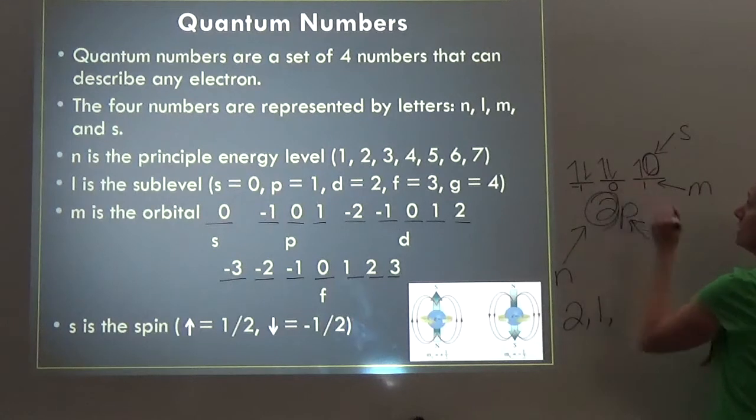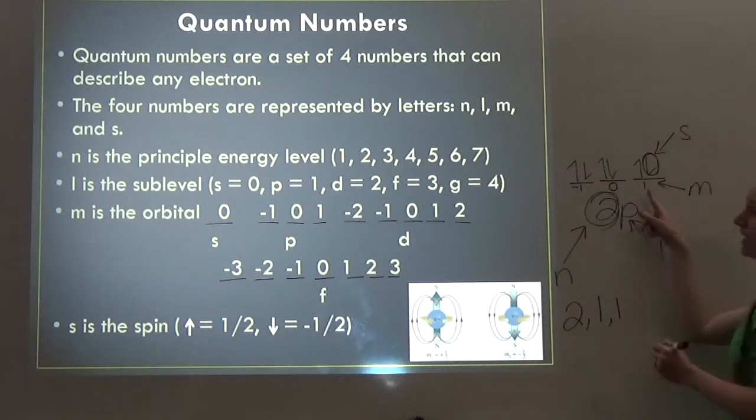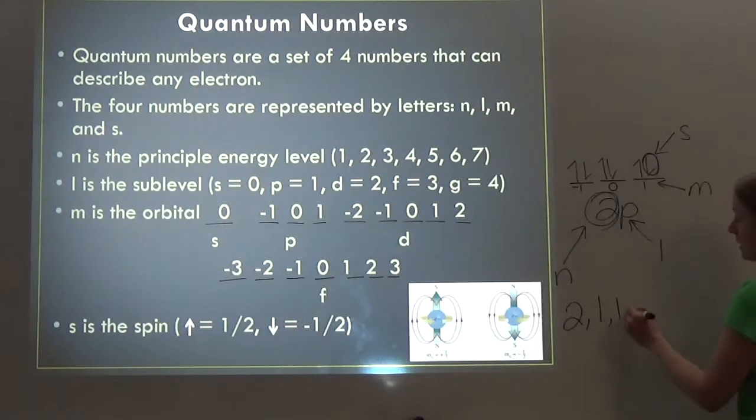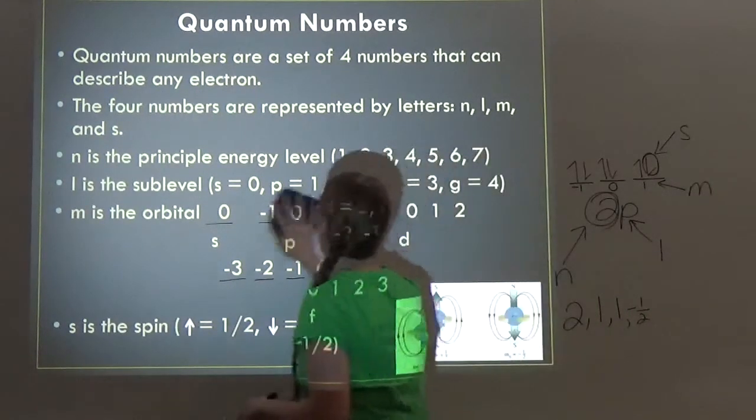This is negative 1, this is 1. So since I'm looking at this electron, I would put a positive 1. And then the last one, S, is the spin. Since I picked the down electron, I would do negative 1/2. That's all we're doing. Okay, so let's look at some more examples real quick.